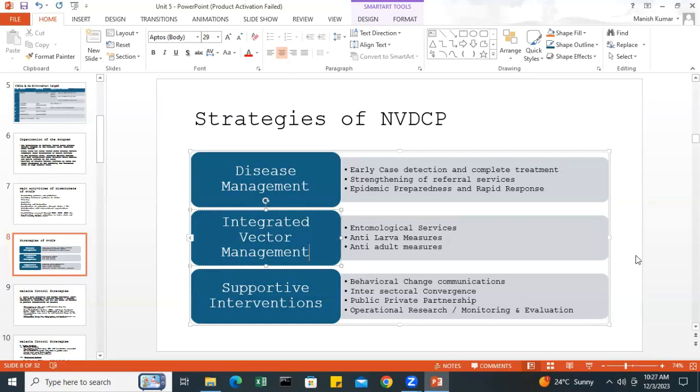Okay, so basically, we know that NVBDCP is spread through vectors. That vector can be an insect or a mosquito. So under this program, there is a provision of having a state entomological officer, and some of the states do have district entomological officers also, but multiple states you will not find them. States like Karnataka, Kerala, Tamil Nadu have these entomological officers posted at their district level also. But for states like UP, Bihar, if they have an entomological officer at the state level, that itself is the biggest thing.